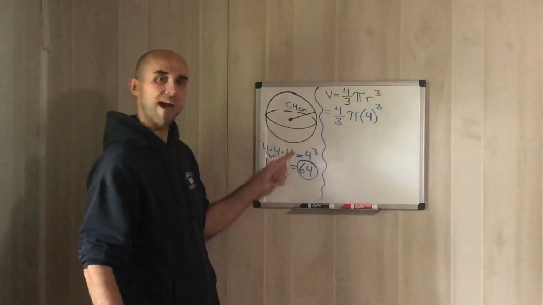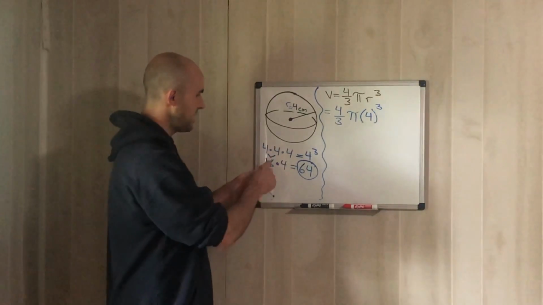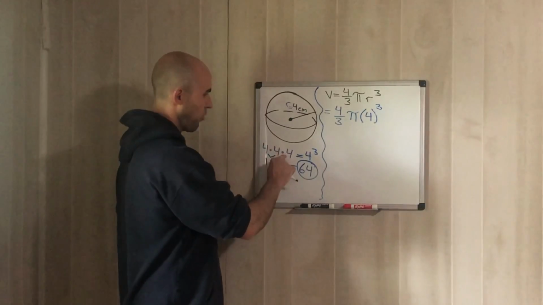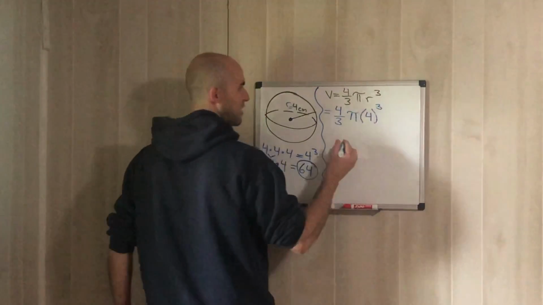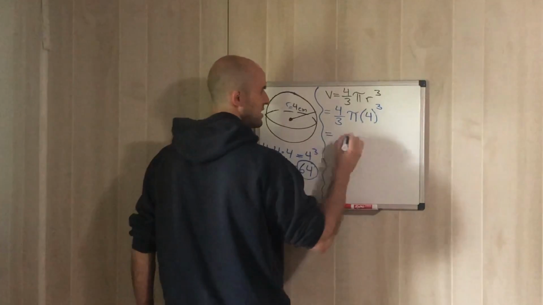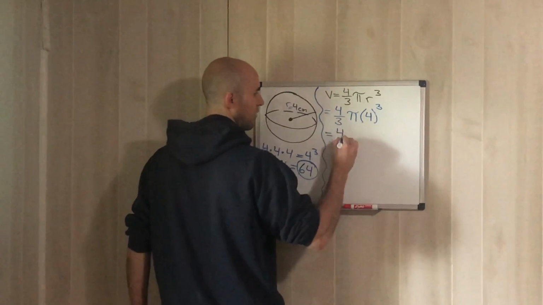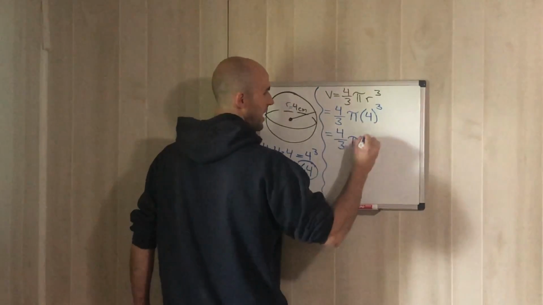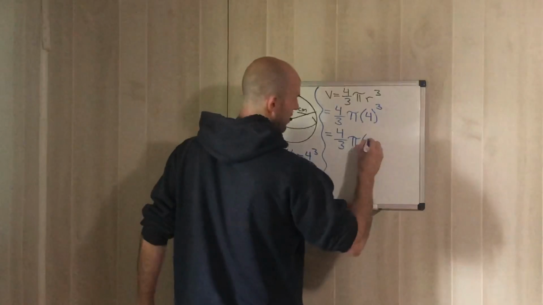And once you have that, you're just going to end up multiplying it out. 4 times 4 was 16. 16 times 4 gives us 64. So where we see 4 cubed now, we're going to end up writing 64, right? So bring everything else down. 4/3, right? We have pi, and we just said it. 4 cubed is 64.